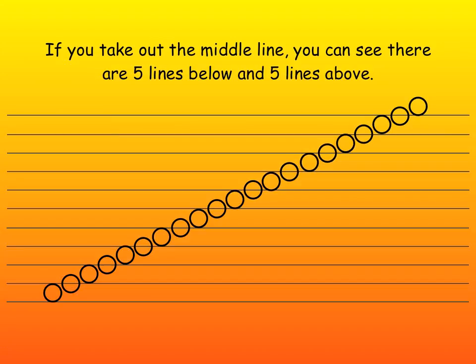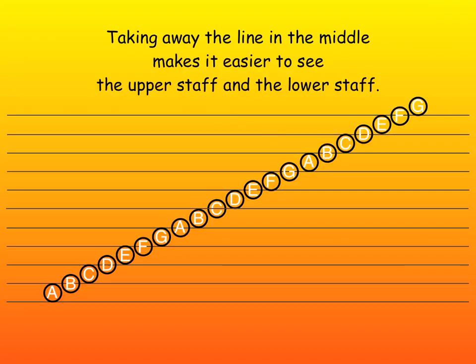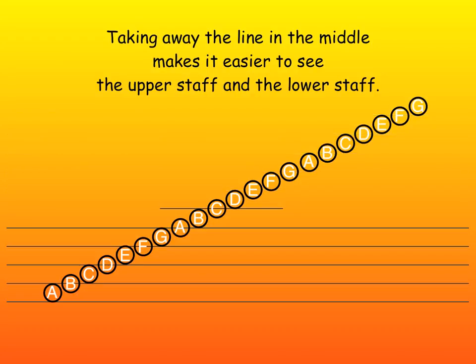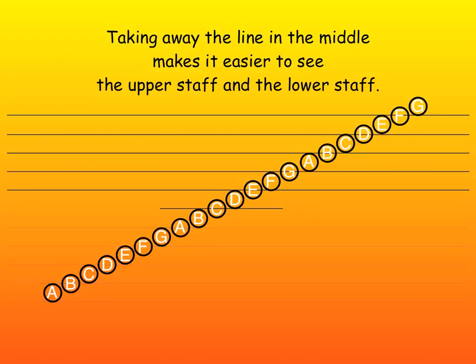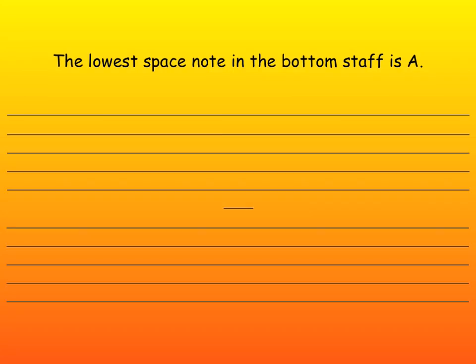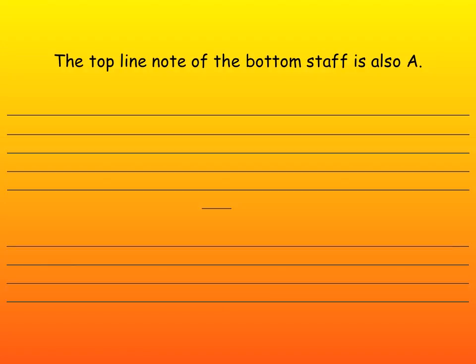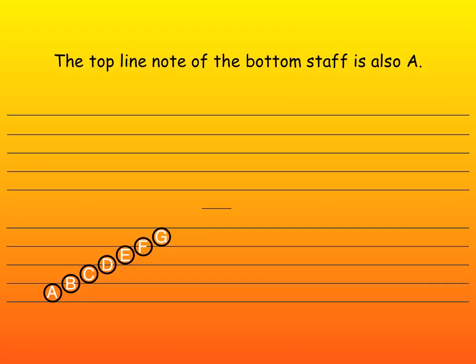If you take out the middle line, you can see there are 5 lines below and 5 lines above. Taking away the line in the middle makes it easier to see the upper staff and the lower staff. The lowest space note in the bottom staff is A. The top line note of the bottom staff is also A. A, B, C, D, E, F, G, and then the next note would be A.